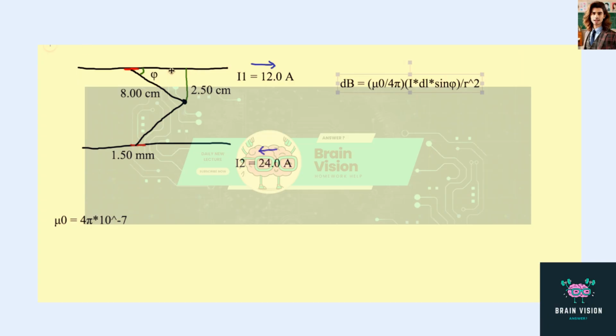Okay, so we're looking at question 28.12. We have two parallel wires that are 5 centimeters apart. So each one is going to be 2.5 centimeters from this point P.